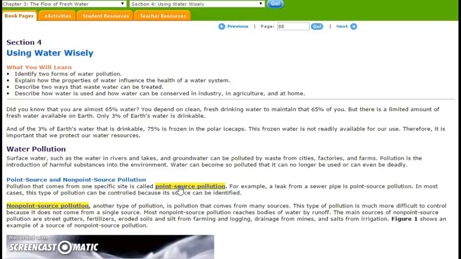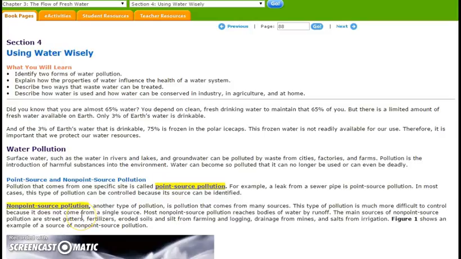So if there is a leak in a pipe somewhere, like a sewer line, or if there is a factory that is illegally dumping its waste in the river, that is point source. It comes from one well-defined point or one source that can be identified. Point source pollution is easier to fix because you can find where it's coming from and stop it.